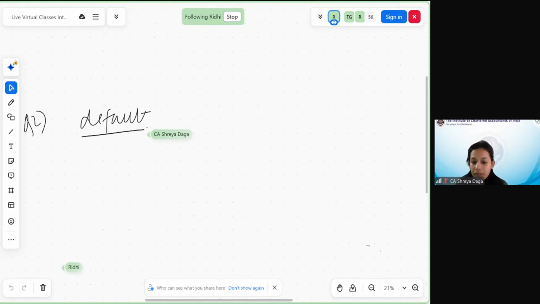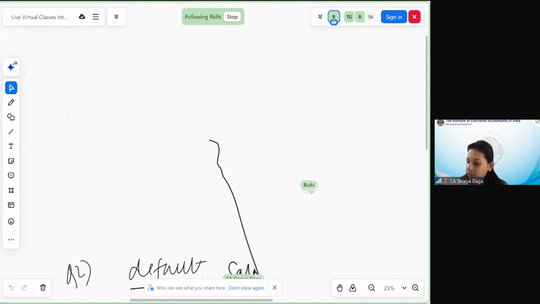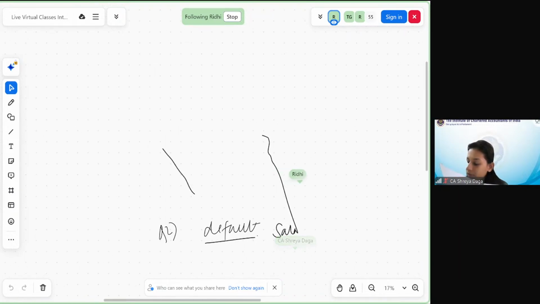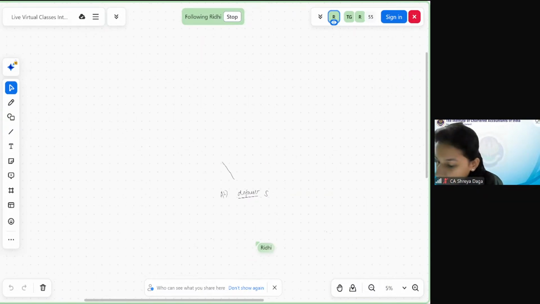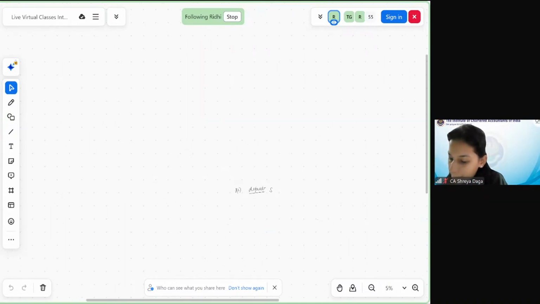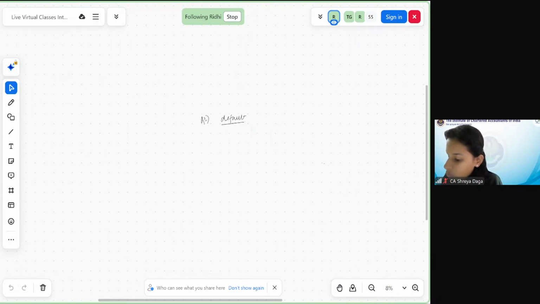Okay. So there is an income from salary. There is an income from. Oh. Somebody is hovering on the screen. Please don't do that. Yes, please don't fidget with the screen. Please don't try to fidget with the screen.